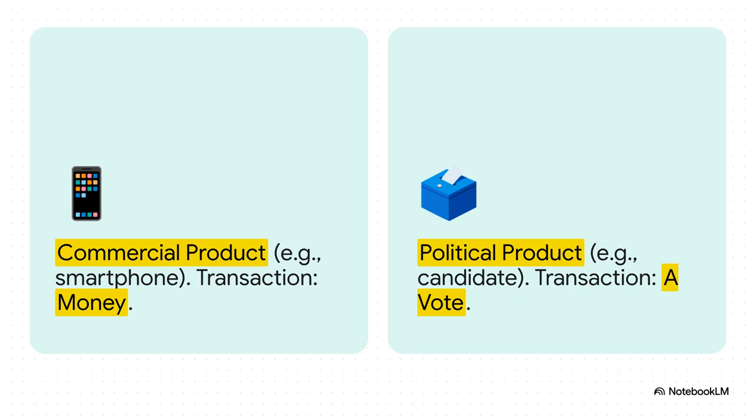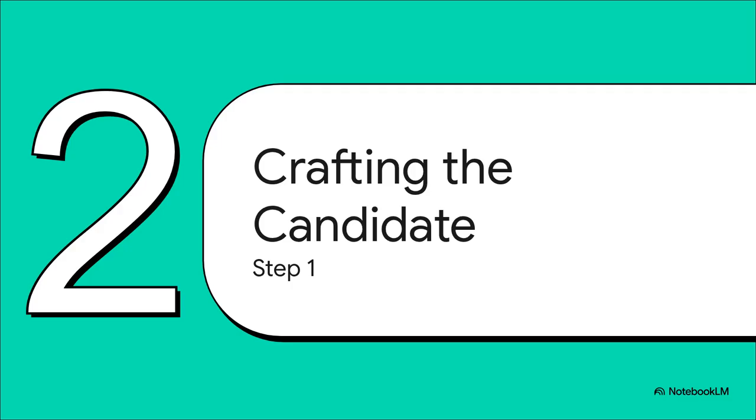Think about it this way. To sell a smartphone, a company needs branding, they need a target audience, and the goal is to get your money. Well, a political candidate needs branding, and they need a target audience. But the transaction is your vote. When you look at it like that, the underlying logic is pretty much identical. So, if a candidate is a product, then how do you actually build one that people are going to want to vote for? Well, that brings us right to the first step in the playbook, crafting the candidate.